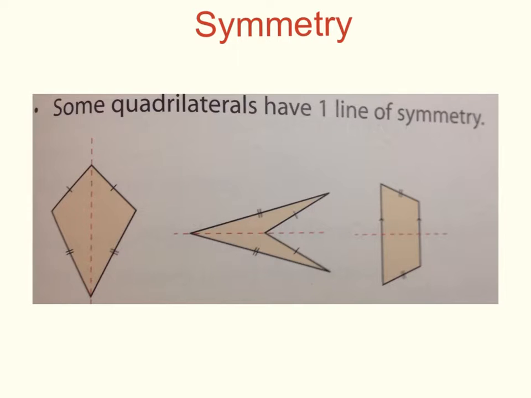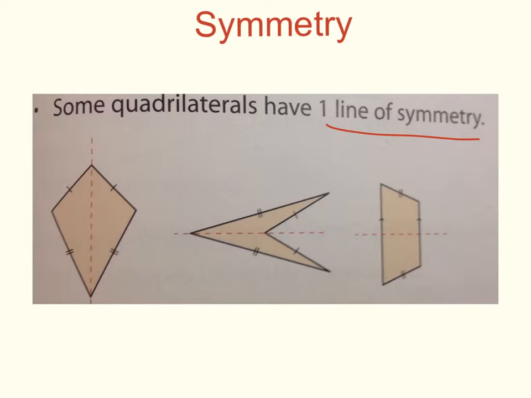Some quadrilaterals have one line of symmetry, just one line. So on this shape here, this kite, if I cut it down the middle there, side 1 would fold over onto side 2 perfectly, so it's symmetrical. But if I tried to cut it, say, this way, is side 1 the same as side 2? No, it's not. It wouldn't line up properly. So it's not symmetrical that way. That's why it only has one line of symmetry.